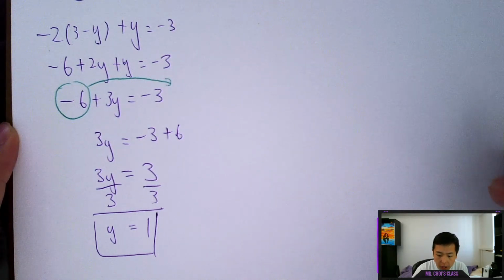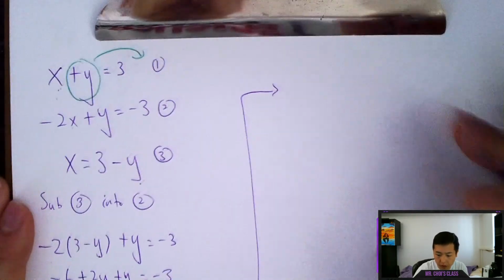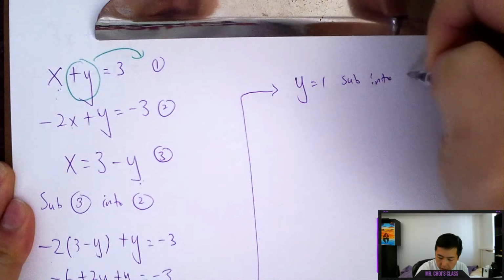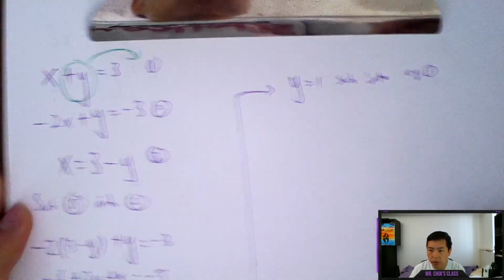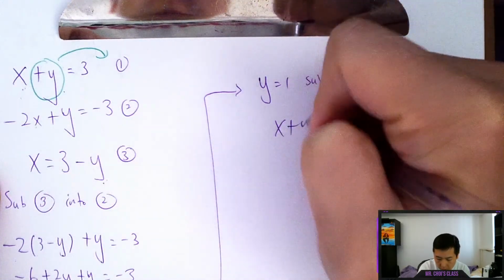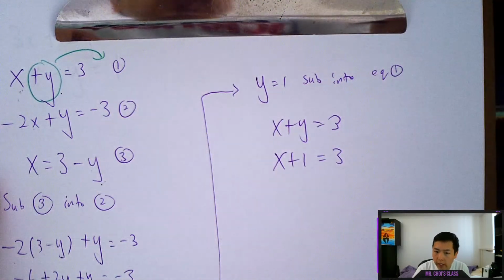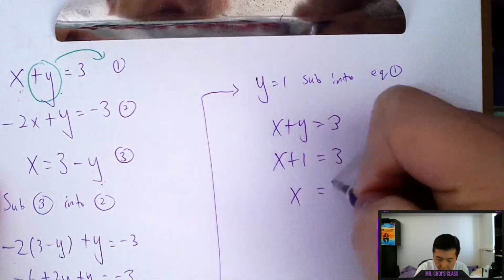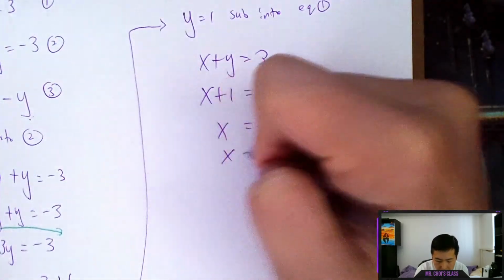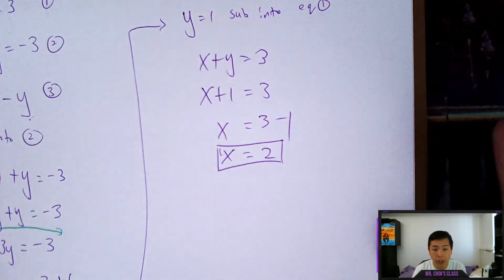There's the first part of our answer. So let's take that and let's bring it up to the top over here. Okay. So we have y equals 1, and we're going to sub that into equation 1. So equation 1's right here. x plus y equals 3. We're going to replace the y with 1. And that's a pretty simple equation to solve for. We're going to move the plus 1 to the other side, and that will finish off our question and get x equals 2.